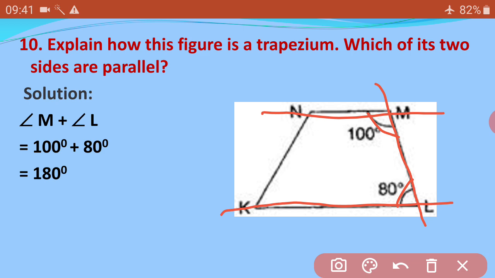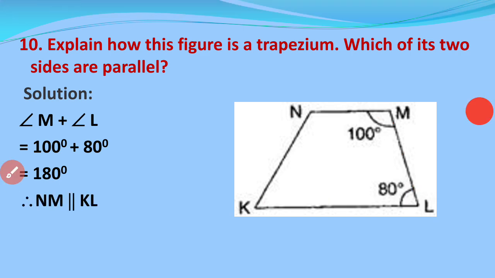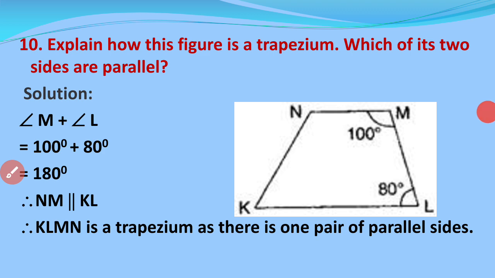Here the co-interior angles are adding up to 180, so we can say that NM and KL are the parallel lines. Moreover, if one pair of opposite sides are parallel, the quadrilateral is known as a trapezium. So we can conclude that quadrilateral KLMN is a trapezium.